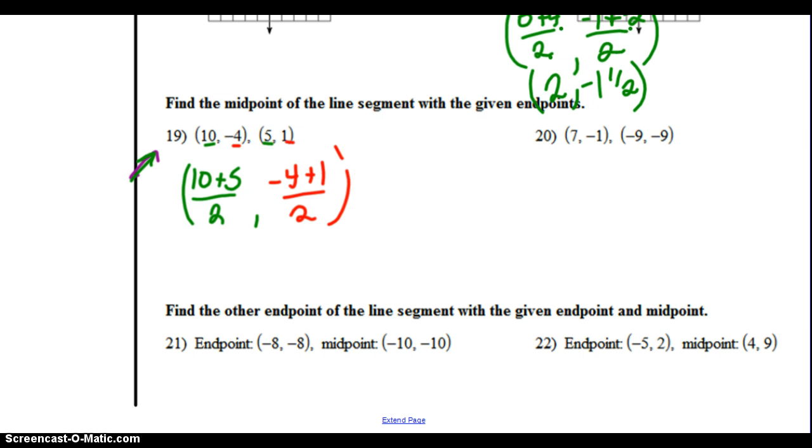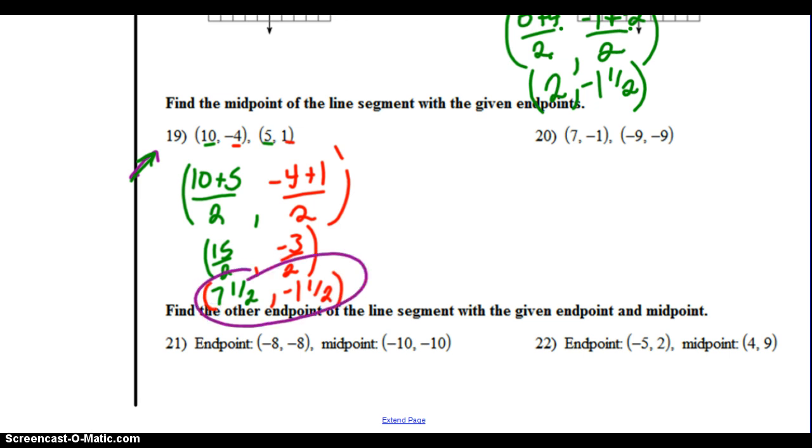10 plus 5 is 15. -4 plus 1, it will leave us with -3. Half of 15 is 7.5, and half of -3 is going to be -1.5, and that right there is the coordinate of our midpoint.